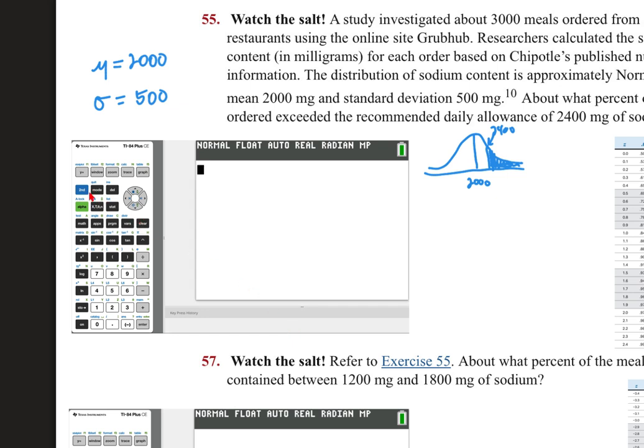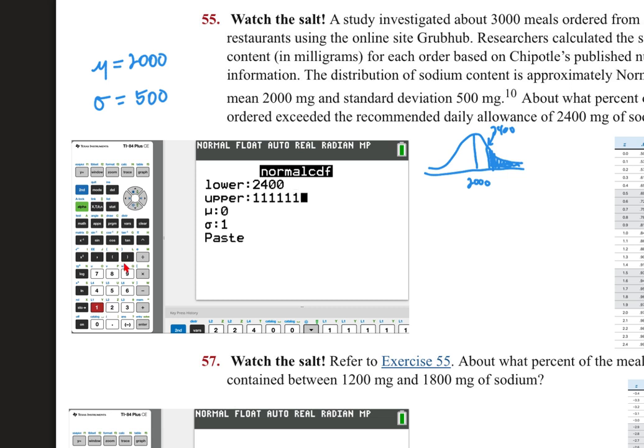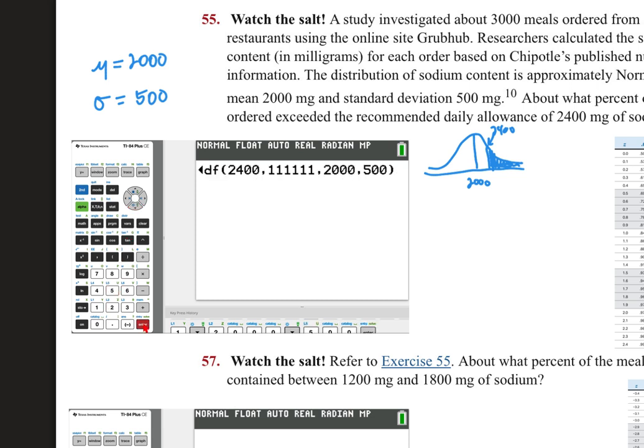So remember, anytime you want percent or proportion, like in this case, normal CDF. Okay, so our lower in this case is 2,400. So put that in there. And then the upper, just pick something really big relative to the mean and standard deviation. So just put a bunch of nines in there, basically. Okay, and then the mean was 2,000, and the standard deviation was 500. I'm going to hit enter.